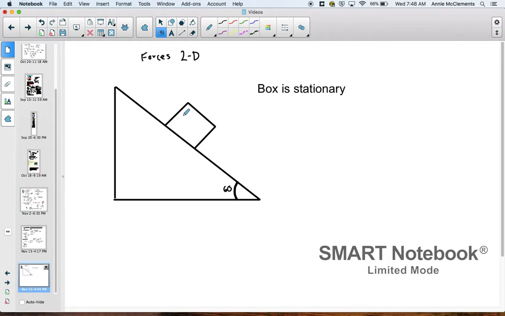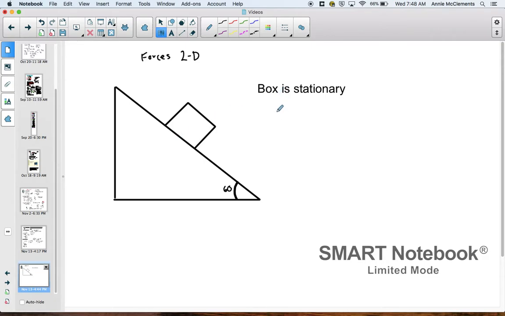So here in this scenario, we have a box that is stationary, right? So it's just kind of sitting on this pretty steep incline, right? It's a 60-degree incline. So if we were asked to identify the forces and their magnitudes on this box, right? We want to know what are the forces and what are their magnitudes.